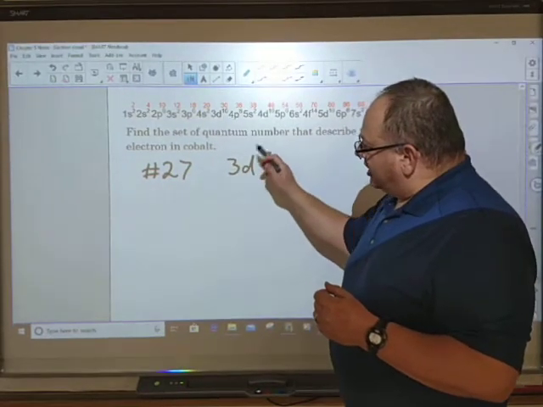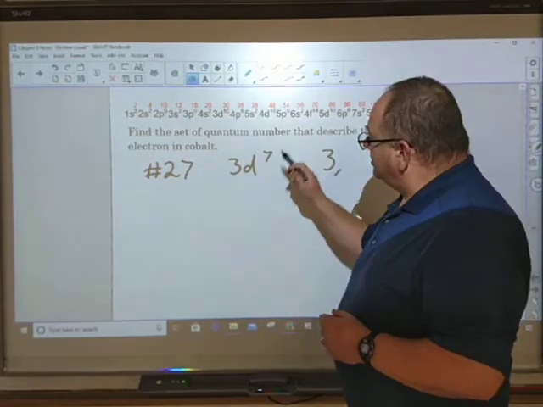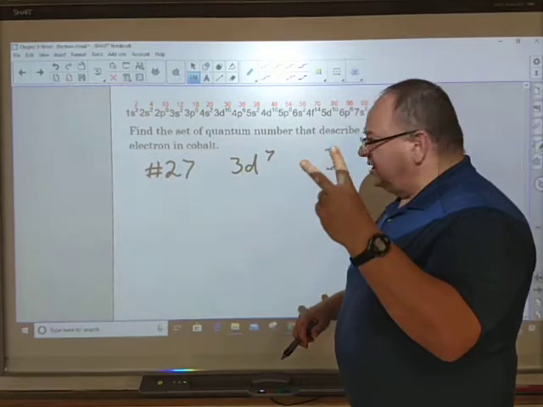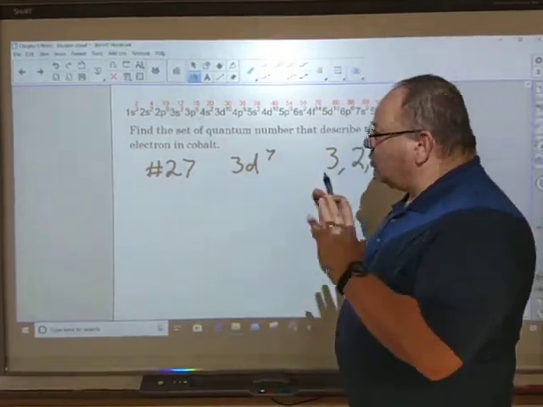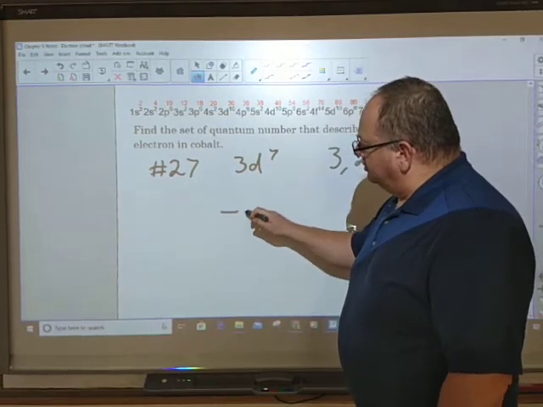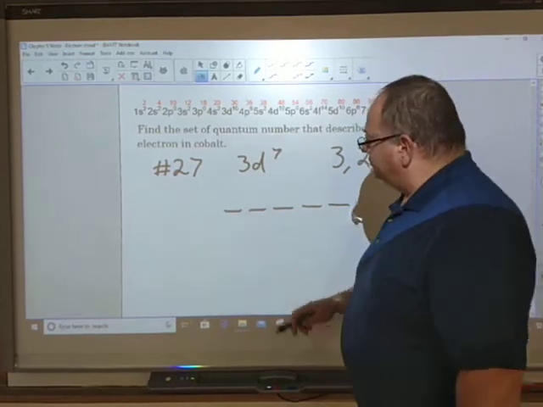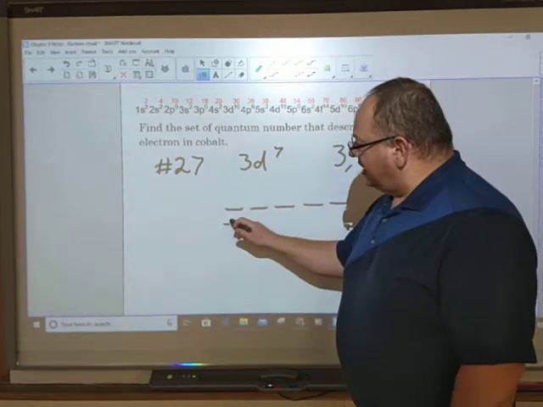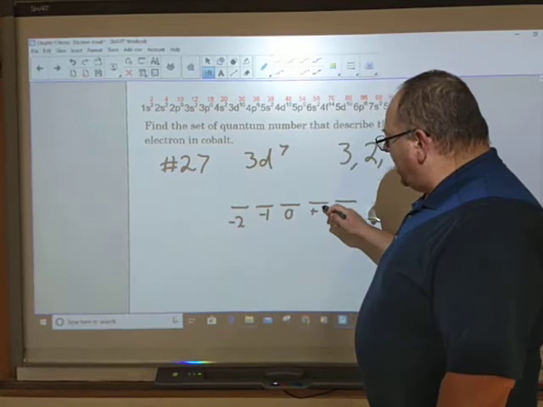So right off the bat, the first two quantum numbers are pretty easy. That last electron is in the third energy level. That's the first quantum number. The last electron is in the d sublevel, SPD. Second quantum number is 2. When we want to figure out the third quantum number, D has 5 blanks, 5 orbitals. They range from whatever this number is, that's a 2, so it goes from -2 all the way up to +2.